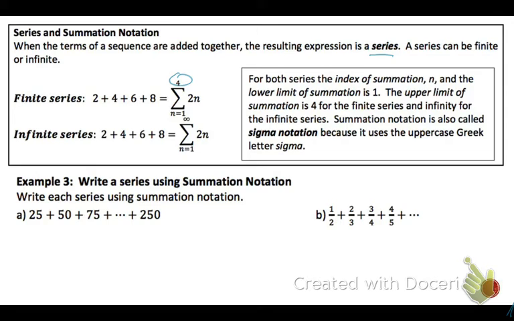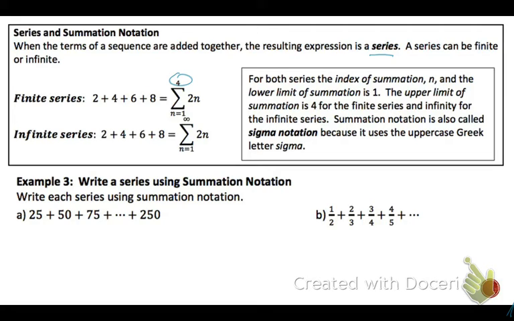Summation notation is also called sigma notation. What you see there is the Greek letter sigma, and that indicates sum in math. The number n equals 1 below the sigma and the number above the sigma tell you how many terms there are. So we start with the first term and continue to a fourth term.